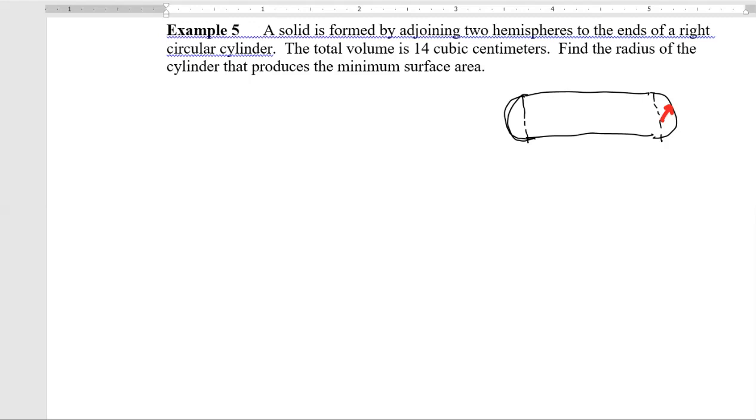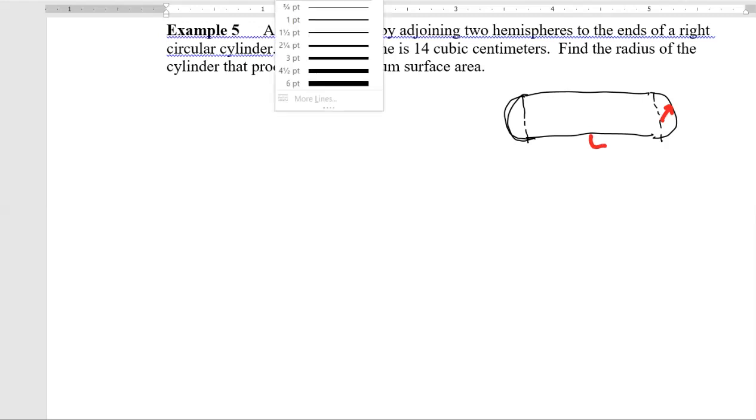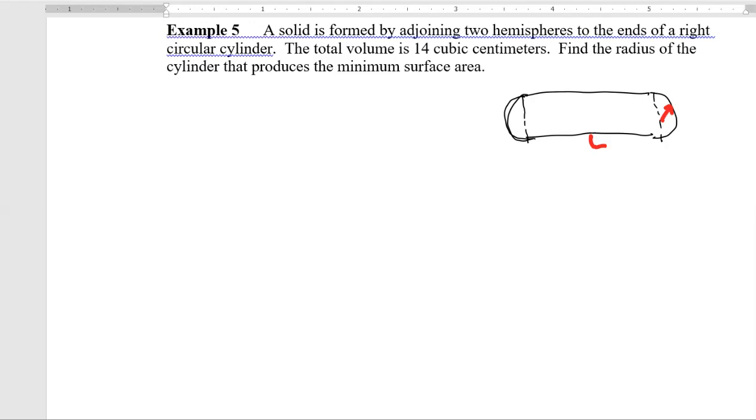Well, we don't know how long this is. I guess we would call it L for length. In fact, let's just go with X. It's from here to here. Okay, that's X. And this in here, it's R, the radius of the hemisphere.